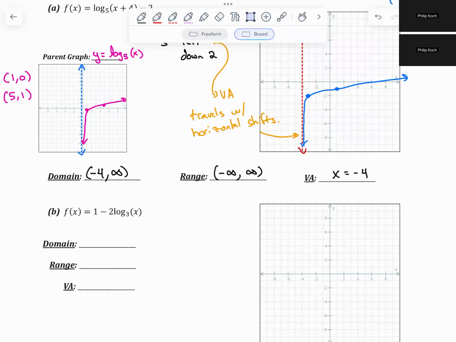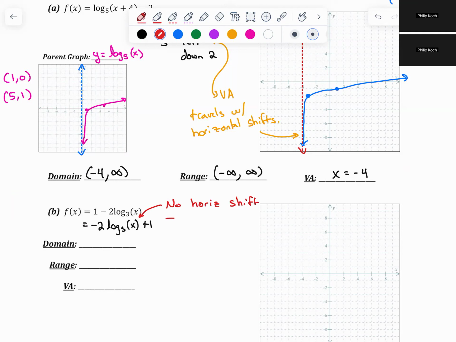So this is the next one, and we'll do this one. This is 1 minus 2 log base 3 of x, which I'm going to rewrite. It is equal to -2 log base 3 of x plus 1. And so there's no horizontal shift, so the VA stays at x equals 0.